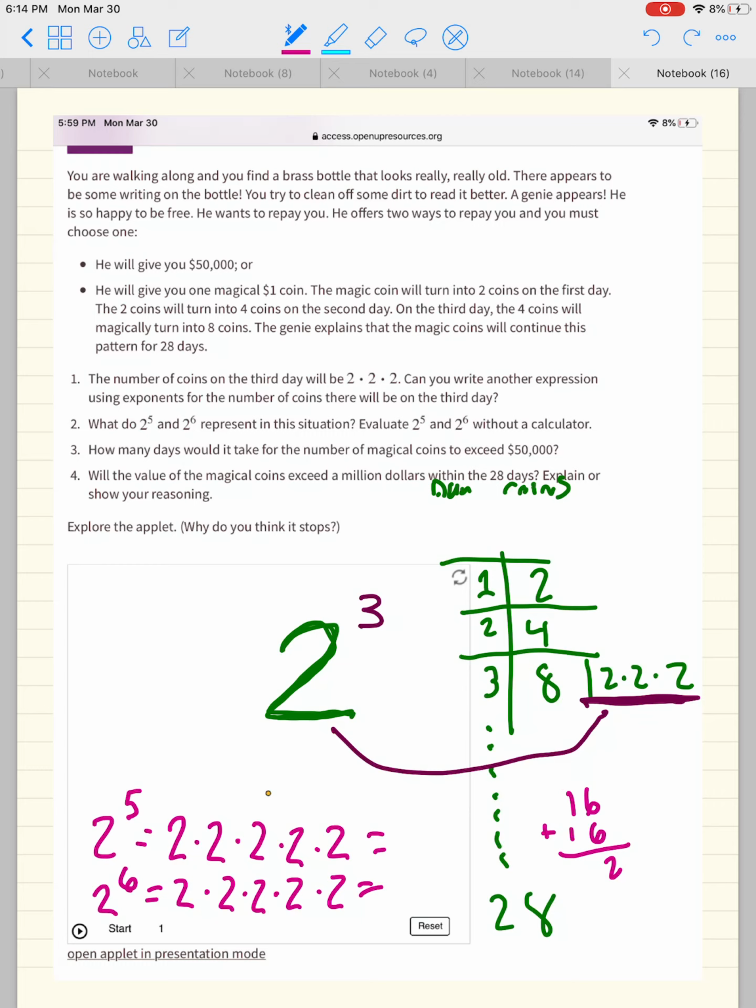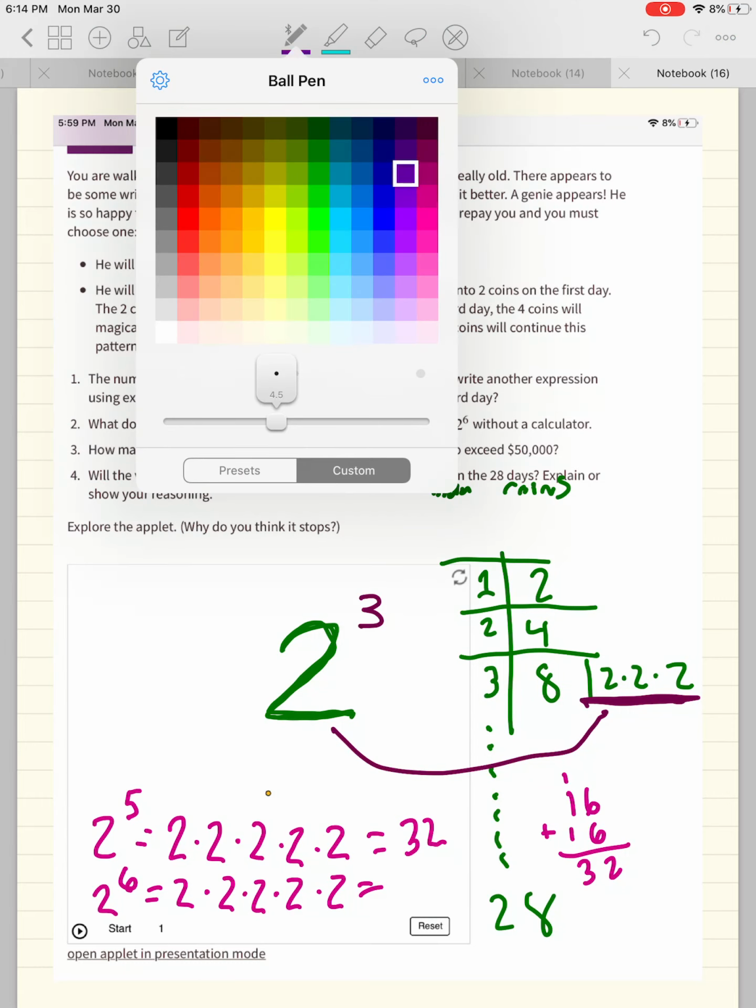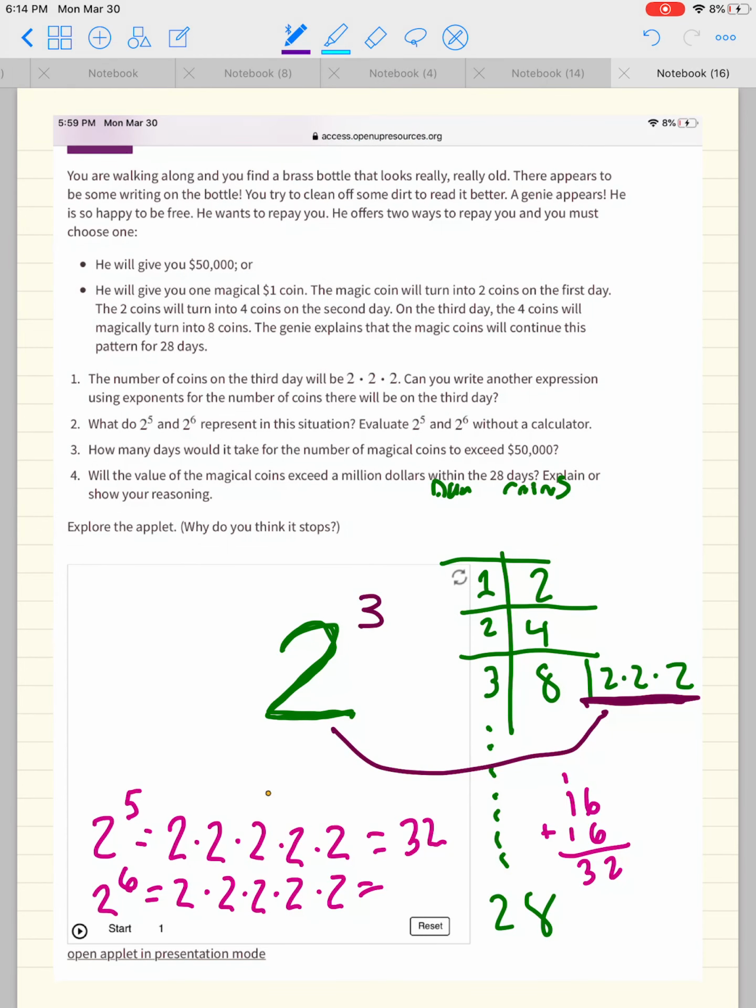Oops. 32. Okay. Now, 2 to the 6th is going to just take this a step further, and we're going to do 32 times 2. And so we're going to end up with 64.